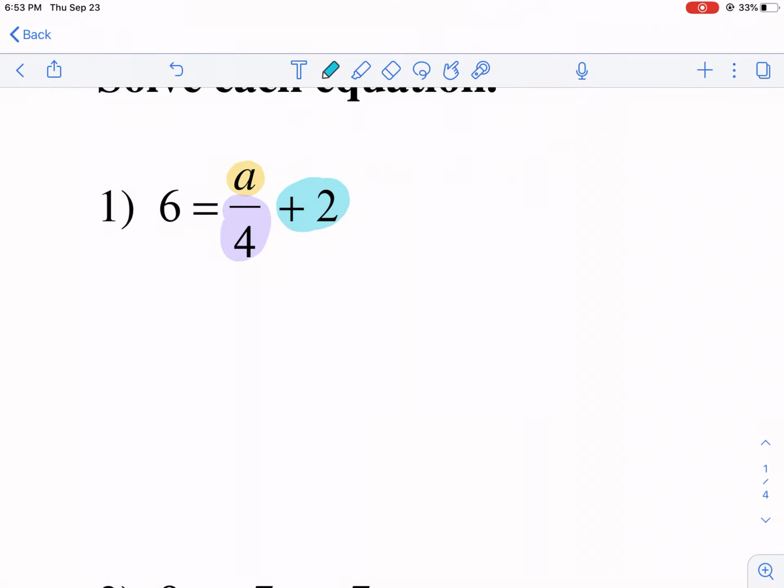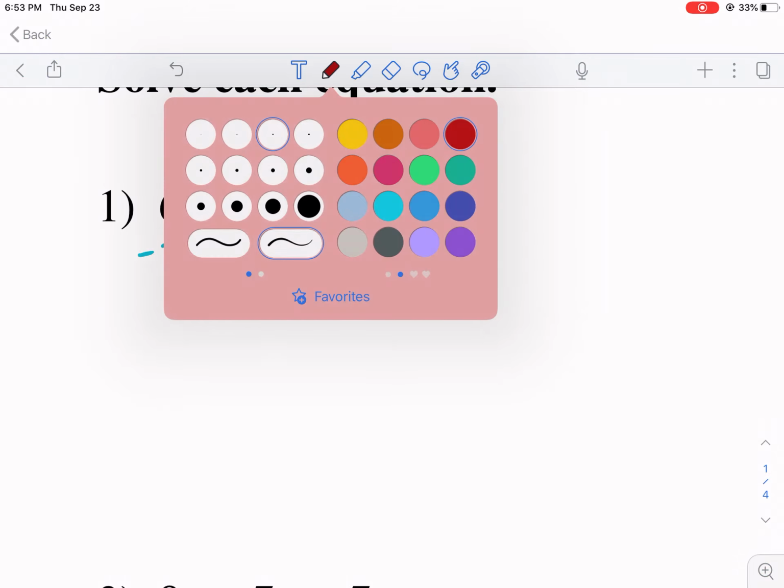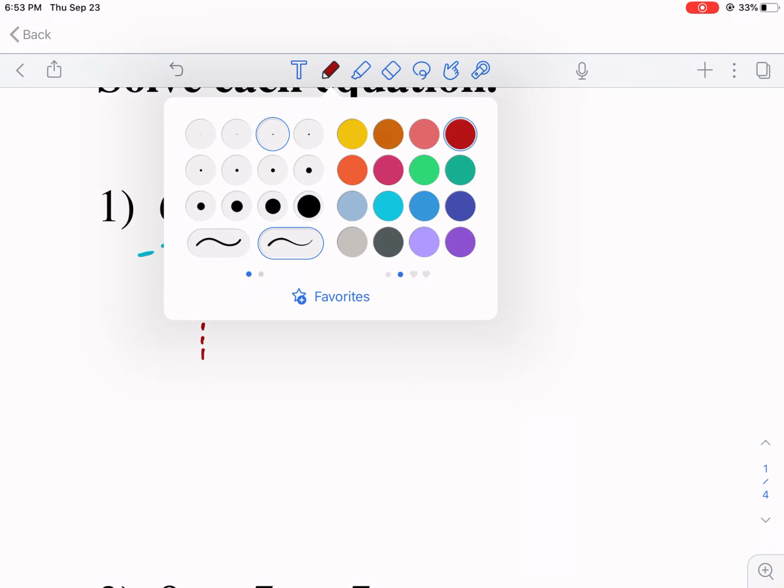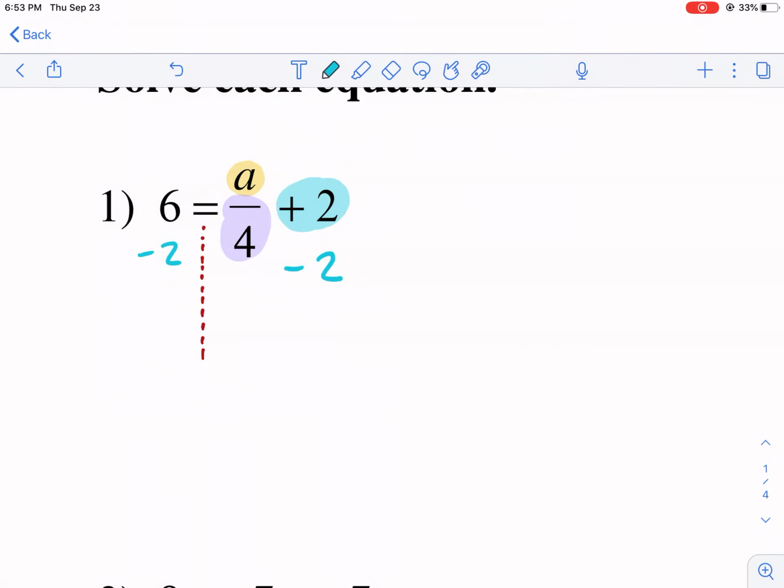How do we do that? Well, we do the opposite operation. I talked about this in one-step equations, but we're going to subtract 2 from both sides of the equal sign. Imagine that there's this little bar here. Okay, so this is the equal sign, and what we do to one side, we have to do to the other. We subtract 2 because we know that 2 minus 2 equals 0, and that a over 4 plus 0 is the same thing as a over 4.